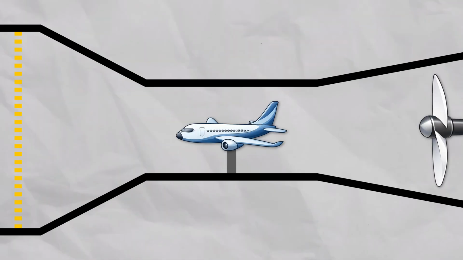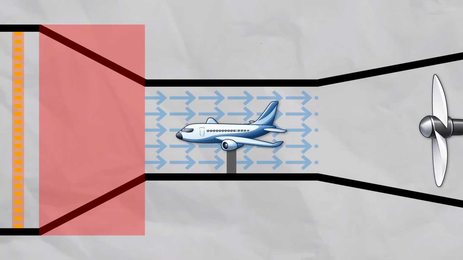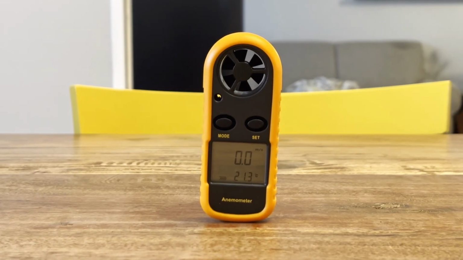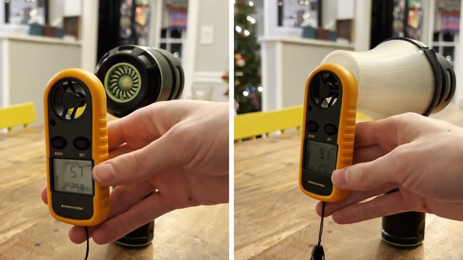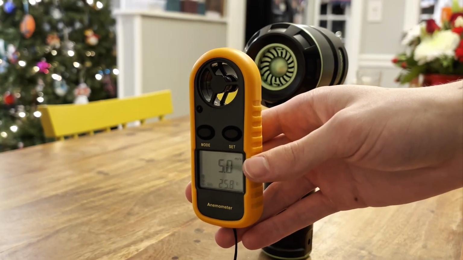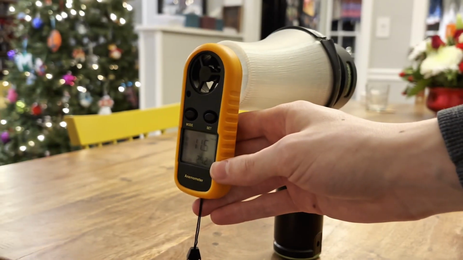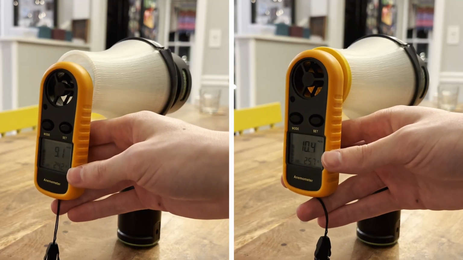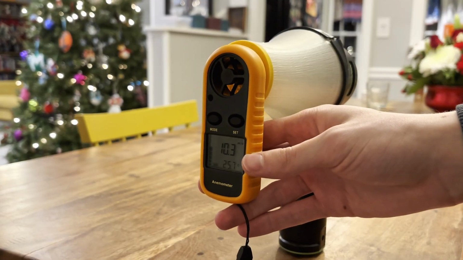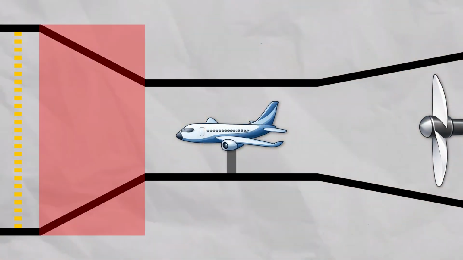Earlier, I discussed the significance of the contraction section and the honeycomb filter, so let's see how much they actually affect the airspeed of my model wind tunnel. This is an anemometer, a device that measures wind speed. Let's see how fast the air travels with and without the contraction section. By itself, the air duster is blowing air at about 5 meters per second. However, when we add the contraction section, the airspeed increases to about 9 meters per second. Now, let's run the same test with the honeycomb filter. The honeycomb filter increases airspeed to about 10 meters per second. As we can see, both the contraction section and the honeycomb filter increase the airspeed in the wind tunnel.